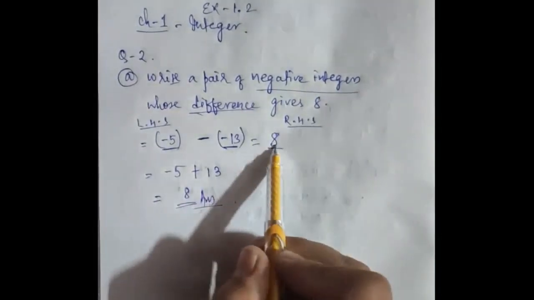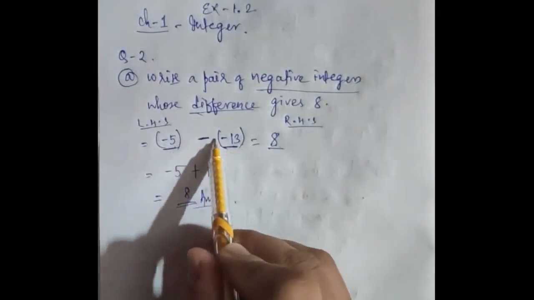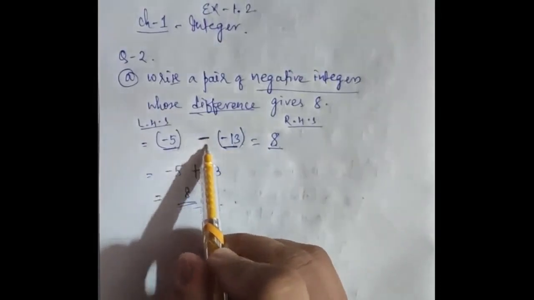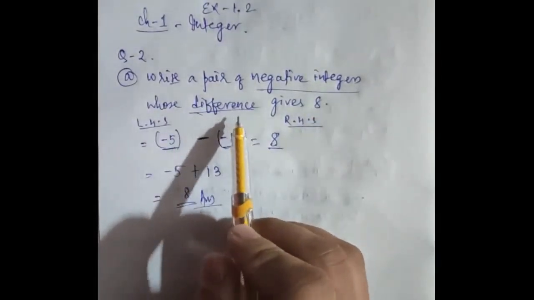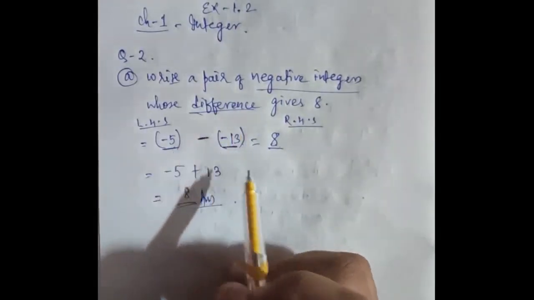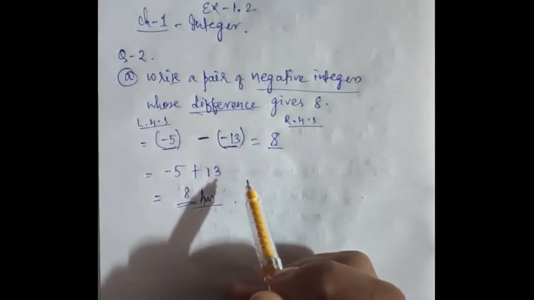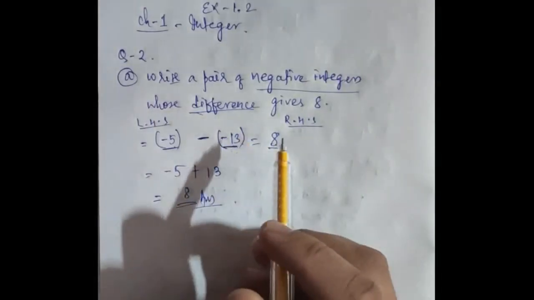We have to get 8 using the pair of negative integers, and we have to do the difference, not the plus. If you are doing plus, then we are not moving towards the question, we are not following the question. That means we have to follow the question. We will not do our own way. We will not use our own technique for this. We have to follow the question.